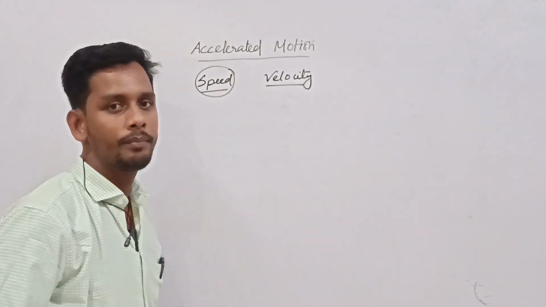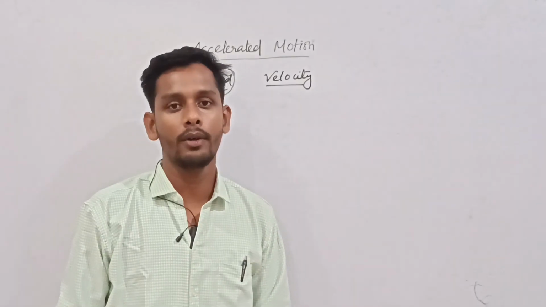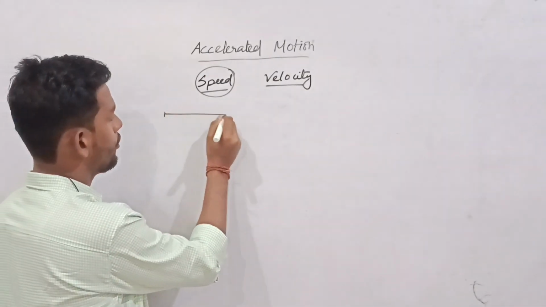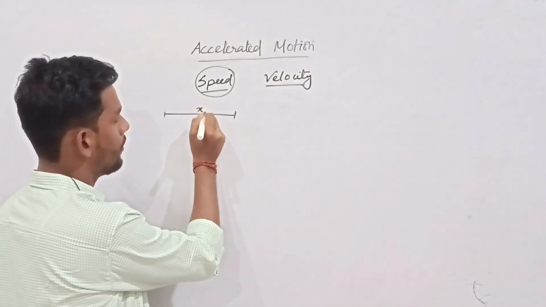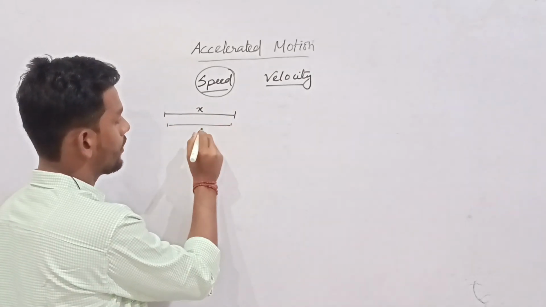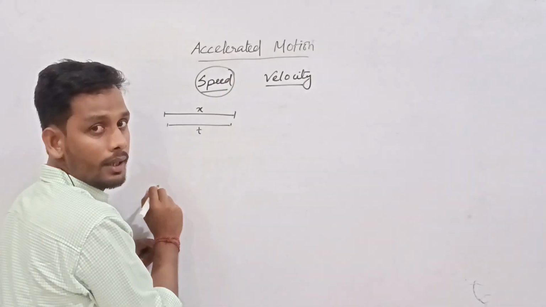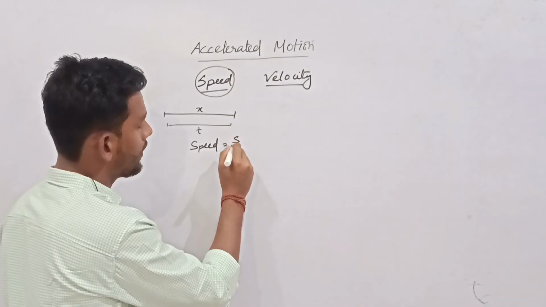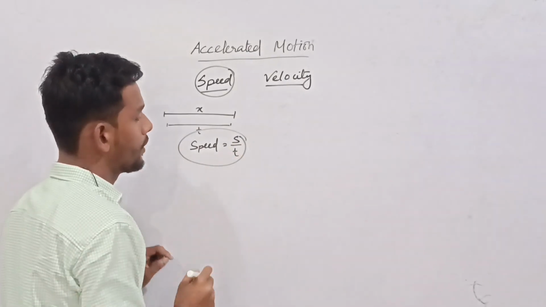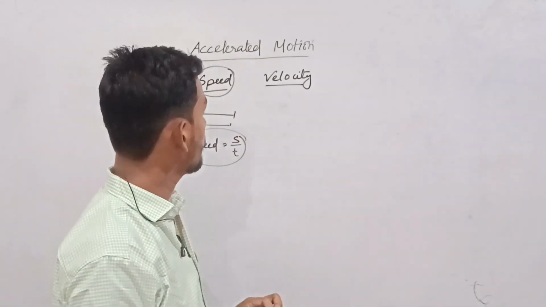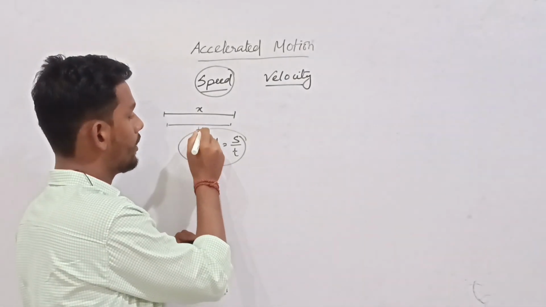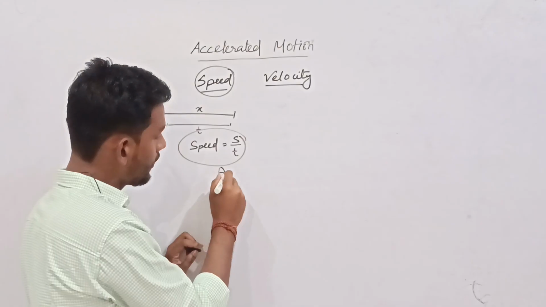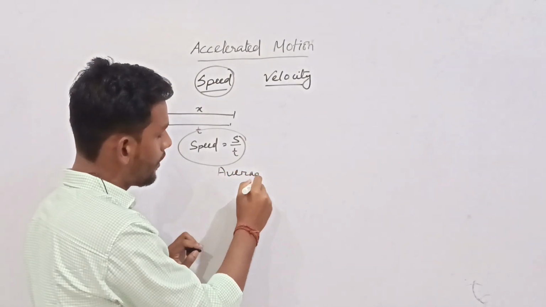What is speed? Speed, you know, is the change of distance. Suppose you are moving from this point to this point, this is the distance you have covered. Suppose you have taken a time t, then speed will be distance by time. This is called speed. But the problem is that you cannot directly find the speed, so in this case we have to use the average speed.